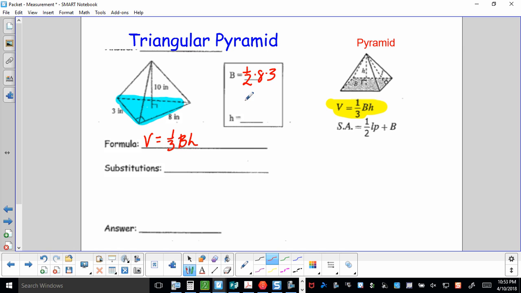So 1/2 of 24 is 12. So we have 1/3 times 12 times a height of 10. So 1/3 of 12 is 4 times 10 is 40. So 40 cubic inches.